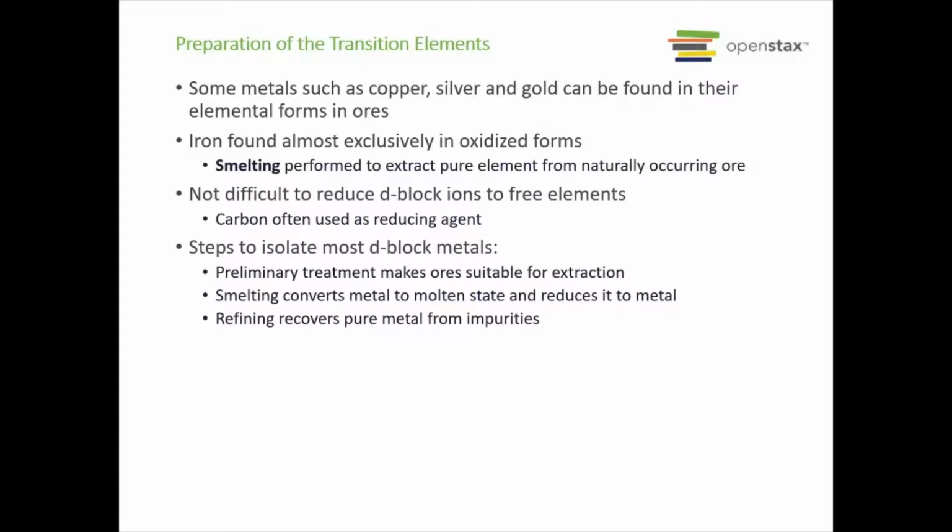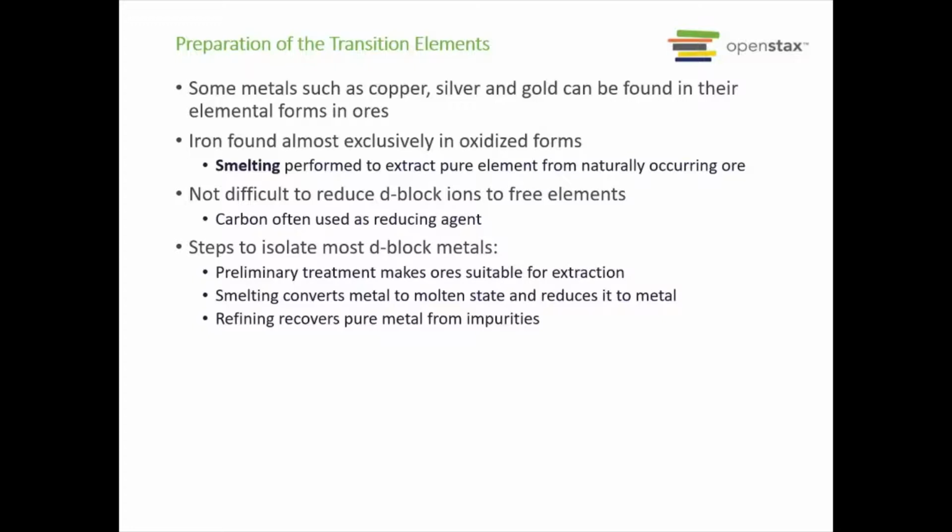The next step is smelting, which is going to take that metal and convert it into the molten state of the ore. And this is also where they reduce it to its metallic form. While molten, sometimes impurities can be removed with a compound to form what is called slag. And slag is a substance with a low melting point that can be readily separated from the molten metal.